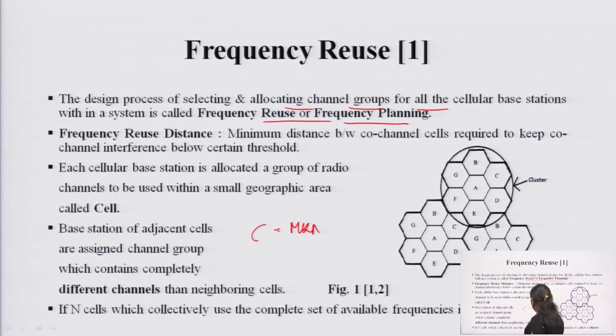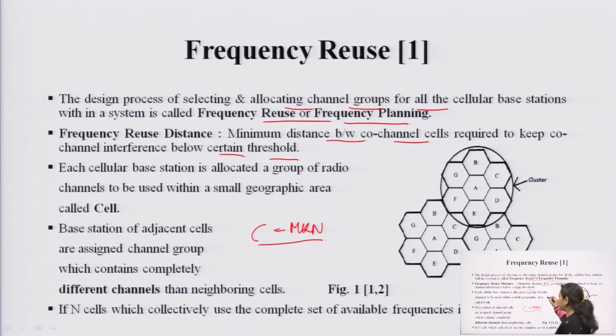I am going to derive it in the next slides. So, these are the parameters that you have to calculate. Frequency reuse distance is the minimum distance between co-channel cells required to keep the co-channel interference below a certain threshold. Interference will occur. Let us say two cells are using the same set of frequencies, then definitely interference is going to occur. Why? Because it may be possible that both cells are using the same set of frequencies at the same point of time. That causes interference.